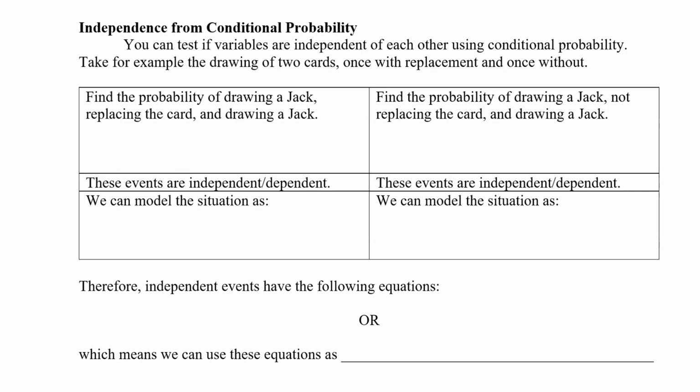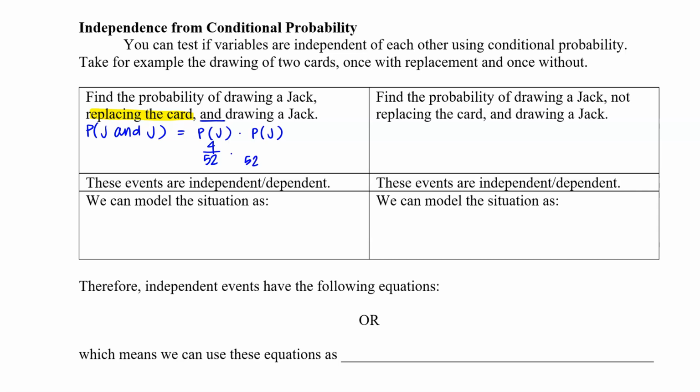Find the probability of drawing a jack, replacing the card, and drawing a jack. So the probability of getting a jack and a jack is equal to the probability of getting the first jack times the probability of getting the second jack. In this example, it does state that we are replacing the card. So the probability of getting our first jack would be, of the 52 cards we have in our deck, 4 of them are jacks, times the probability of the second jack.